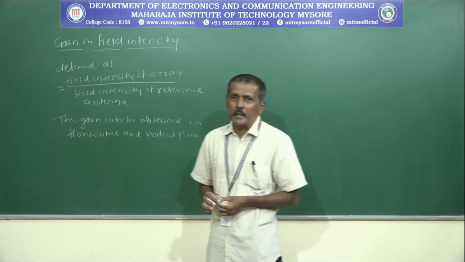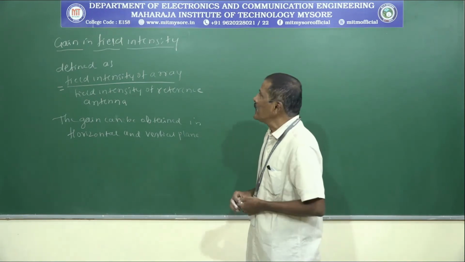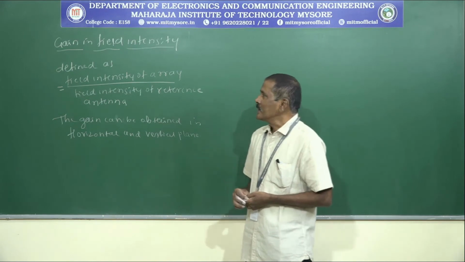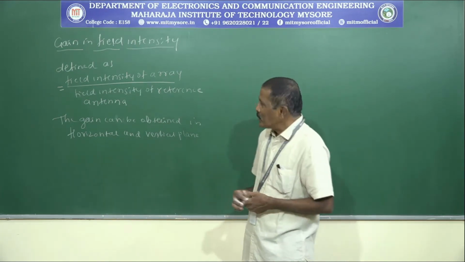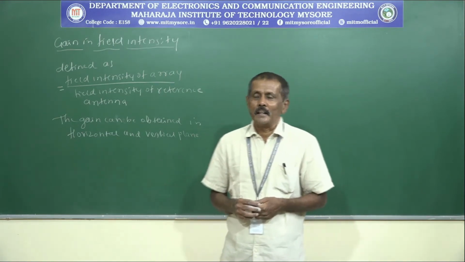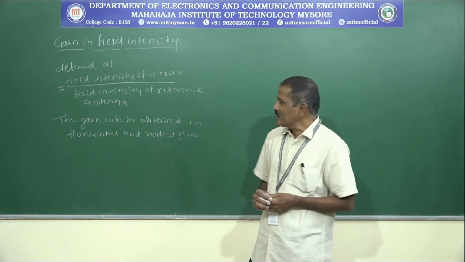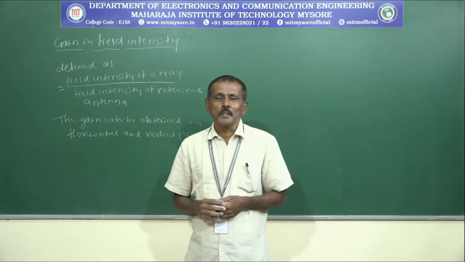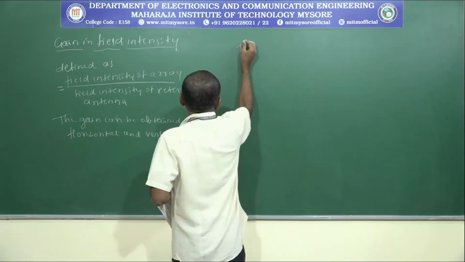Calculate the next parameter, gain in field intensity. The gain in field intensity is defined as the ratio of the field intensity of an array to the field intensity of a reference antenna. It is called gain in field intensity, and this gain can be obtained both in the horizontal plane and the vertical plane.